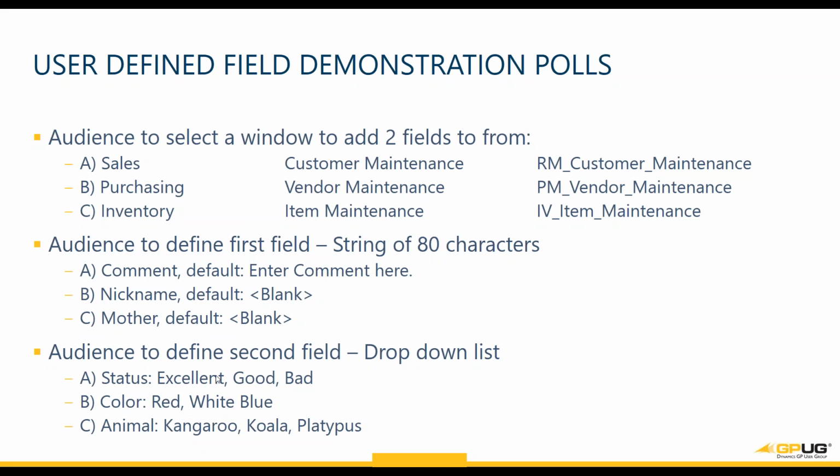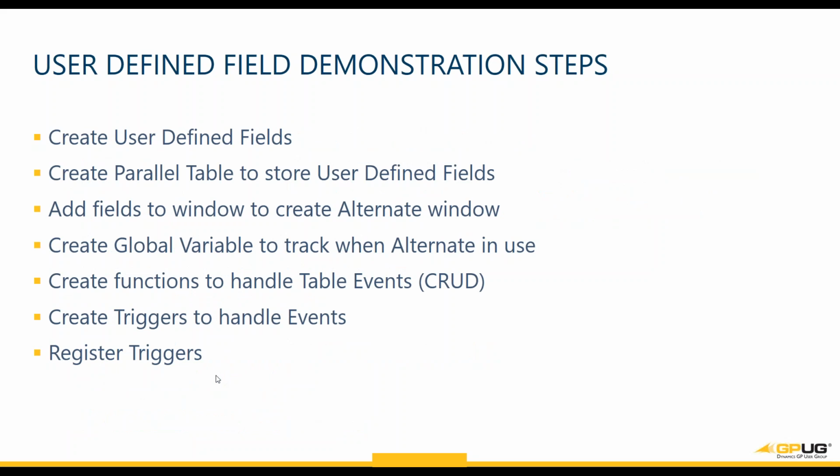All right. So I now have everything I need. This is the process that we'll run through. I'm going to create the user-defined fields. I'm going to create a parallel table. This will be a table that sits alongside the vendor master table to allow us to store our additional data. I will add those fields to the window, and that will then be created as an alternate window.